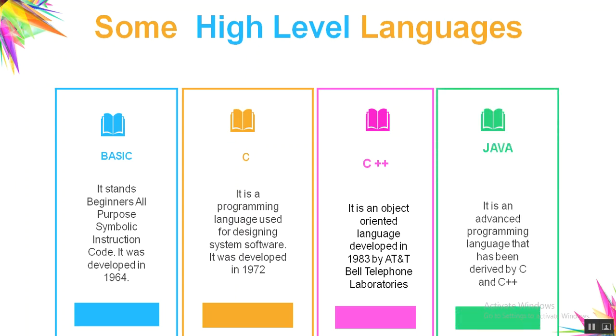Next is your Java. It is an advanced programming language that has been derived from C and C++. These days, Java is commonly used in our mobile phones. It is used for designing various programs and our mobile games also. So these are the few common high-level languages. Do you remember what is a high-level language? They are easy for the user to understand.